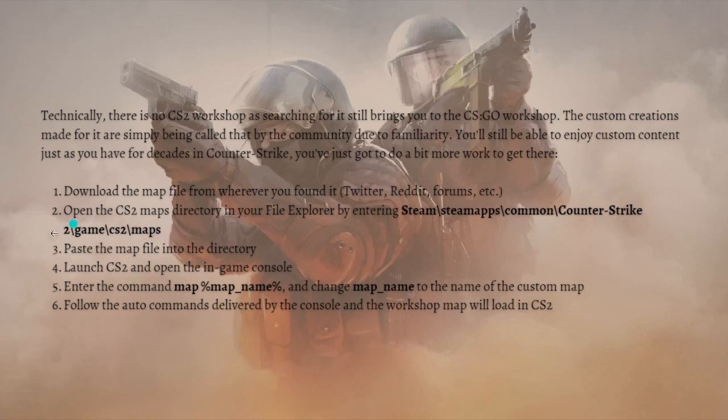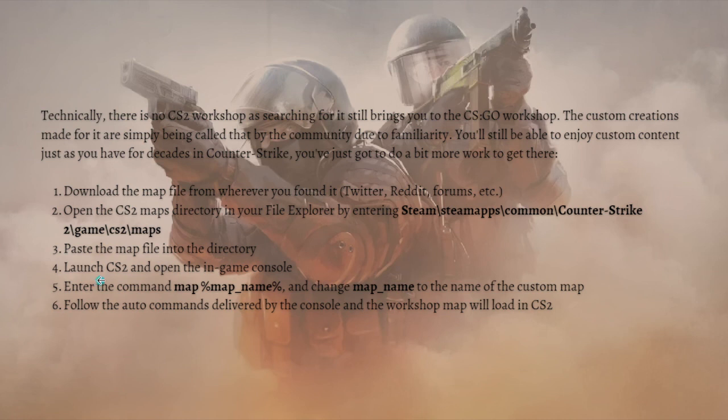So first, you'll just need to download the map file from wherever you found it, with the Reddit forums and other more. And then after that, open the CS2 maps directory in your file explorer by entering steam/steamapps/common/Counter-Strike 2/game/cs2/maps. So you can just go ahead and copy this and then just paste the map file into the directory.